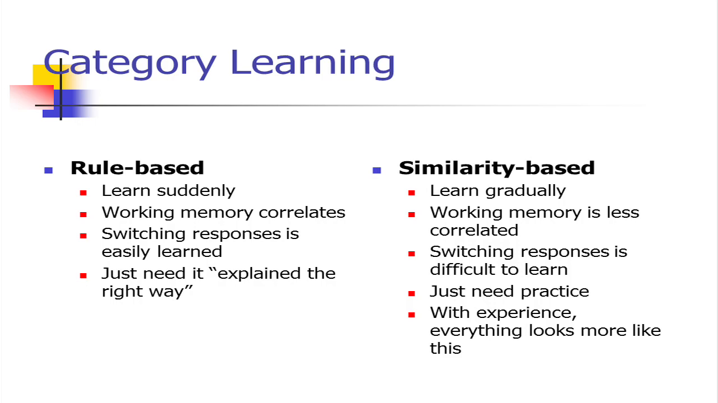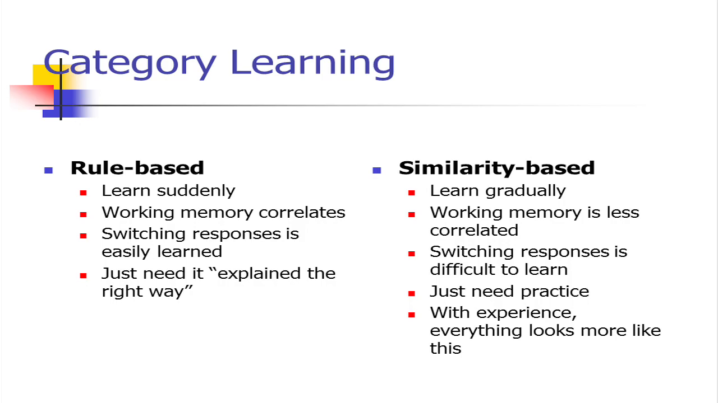With the similarity-based, it's the practice, right? It's not that it just needs to be explained the right way; you just need the practice. So you just need to keep doing it, getting that exposure, getting that familiarity, and then eventually you'll get it. But notice that these are achieved in very different ways, right? So the one is like once it's explained the right way, you got it and it's done. This one is you have to keep practicing and then eventually you'll get it. And so they are different.